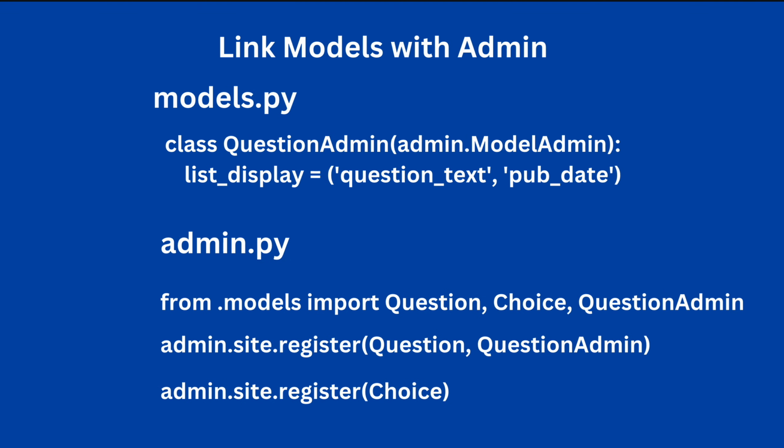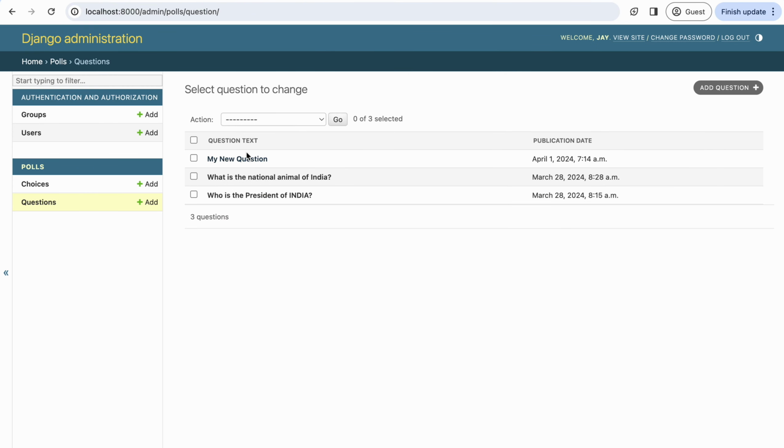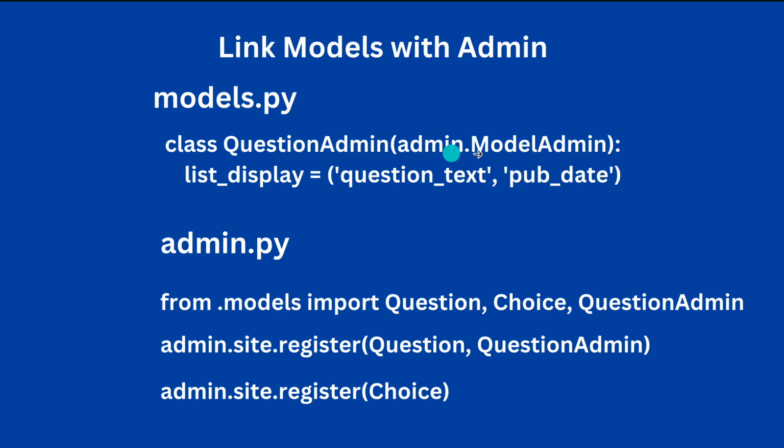By default, it will return just one field. Only one field will come by default. But if I want to display more than one field, I have to use this QuestionAdmin model, right? Clear?